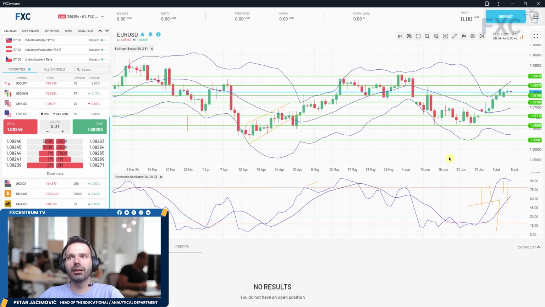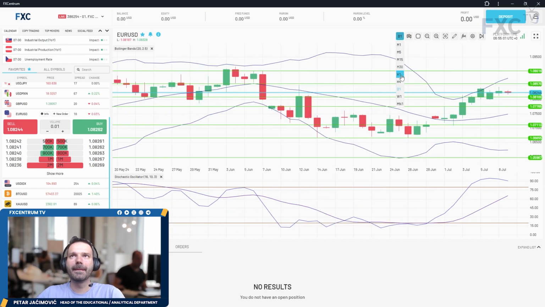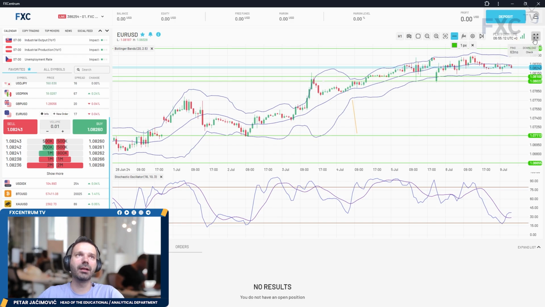Similar thing on the euro dollar. We had a doji candle yesterday, just around the resistance level. You can see here 1.0857, quite a big spread between the fast and slow line. On the hourly time frame, it seems like we're losing upside momentum, and if we can see the re-break of 1.0800, there will be a chance for a drop towards the 1.0700 mark.